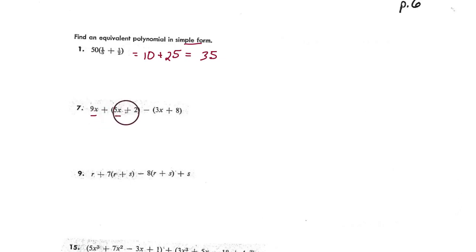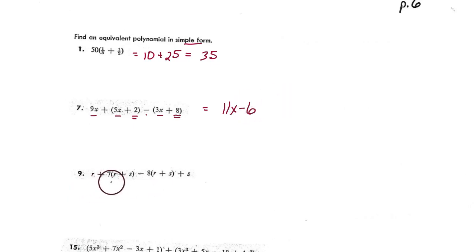Number 7, let's do some combining like terms. 9x plus 5x minus 3x. 9x plus 5x is 14x. 14x minus 3x is 11x. Now the constants. Positive 2 minus positive 8. That makes a negative 6.